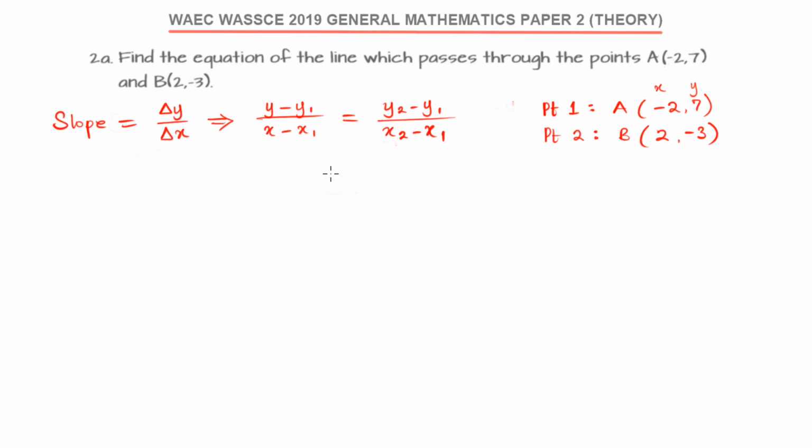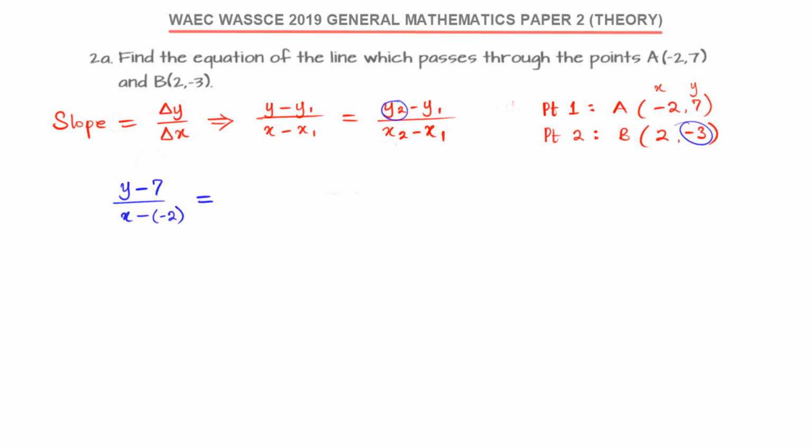We can say, okay, now we have y minus y1. y1 in our question is 7, okay? So we have y minus 7 over x minus x1. x1 in our question is minus 2. Don't make this mistake to write just 2. It is minus 2. So we have x minus minus 2.